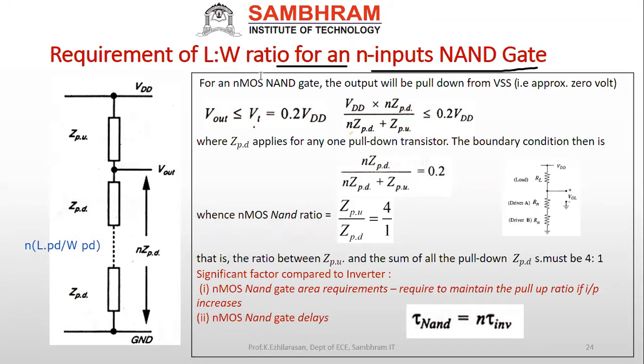Okay. So now you'll see for an NMOS NAND gate, the output will be pulled down from VSS. This we already know for NMOS, because the output will always be pulled down from the VSS only when all are on. I can say it's approximately 0 volt. Now you think, what will be your V out for NMOS normally?